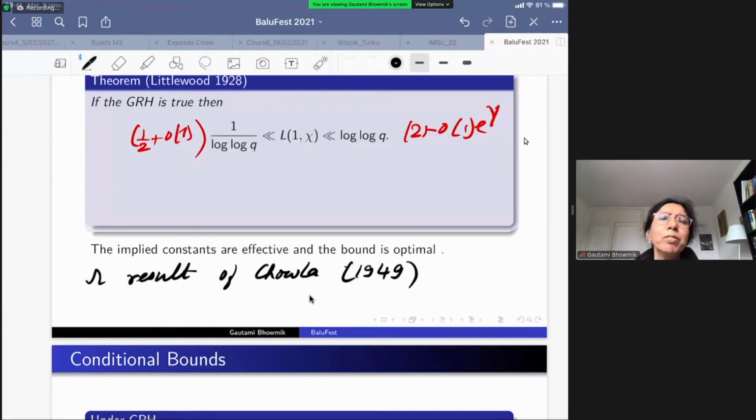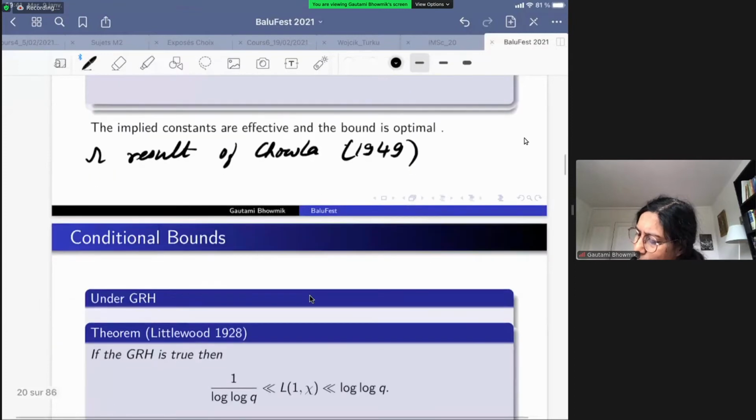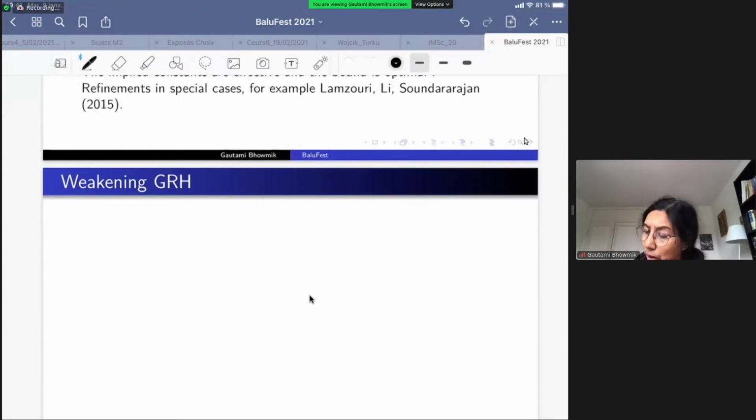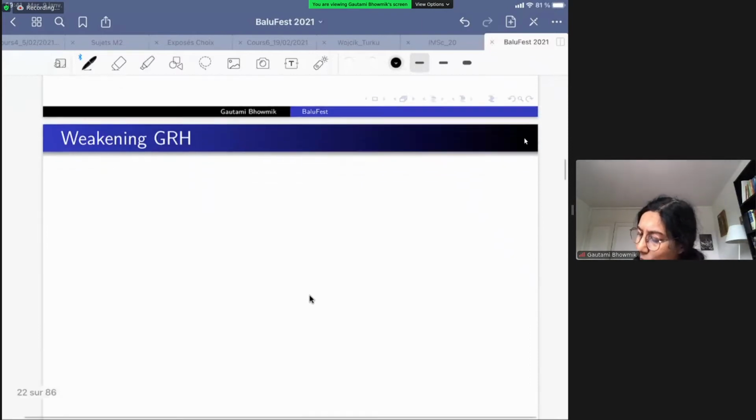There are improvements. Some people continue to improve things under some assumptions, especially trying to see if they can do anything better with the constants. So you can't do much with the GRH; you can do what you can do. So let's see what happens if you weaken the GRH.